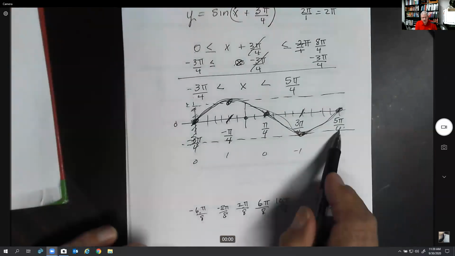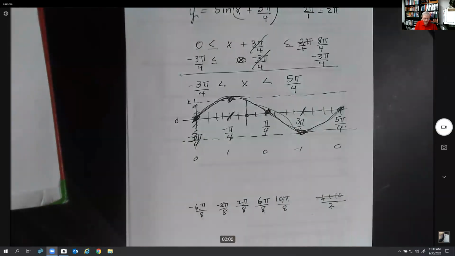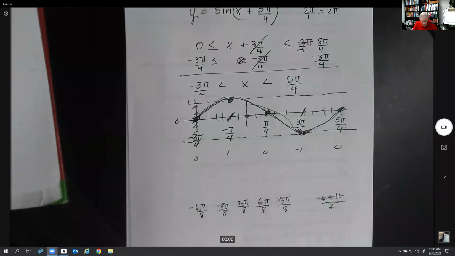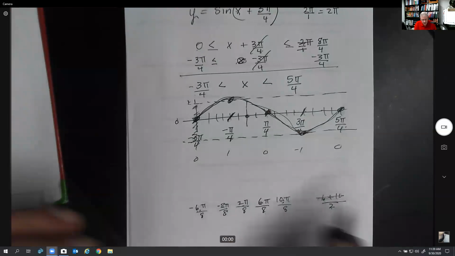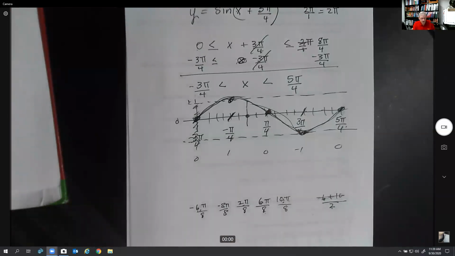Yeah, I could have easily done these with fourths. I doubled them because sometimes you get an eighth instead. This one came out nice, it came out fourth. And sometimes you don't know.